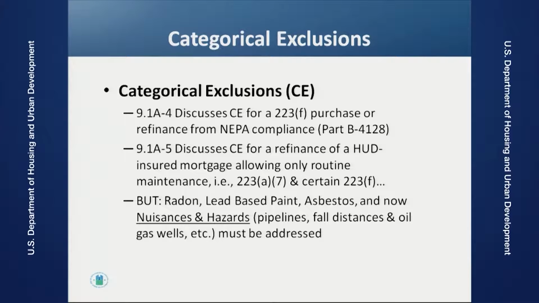Nuisances and hazards, somewhat new for this MAP Guide. We're dealing with pipelines, fall distances, and oil and gas wells. It used to be part of Part B, but there may be instances where you're handling it now under a 223F.